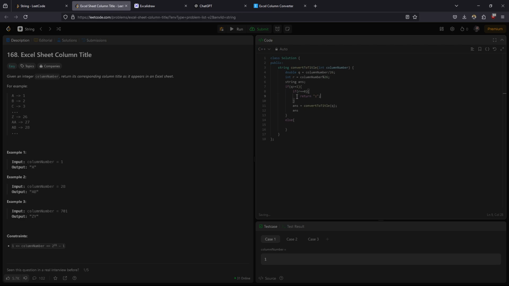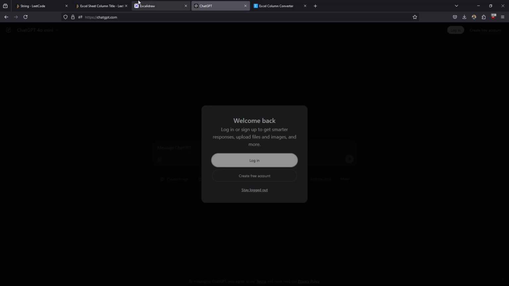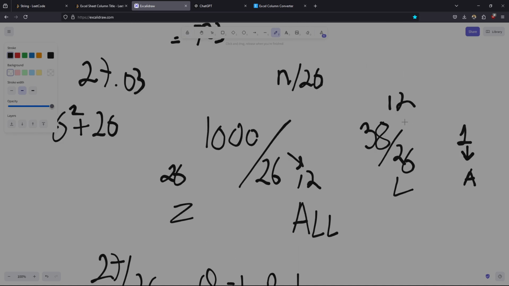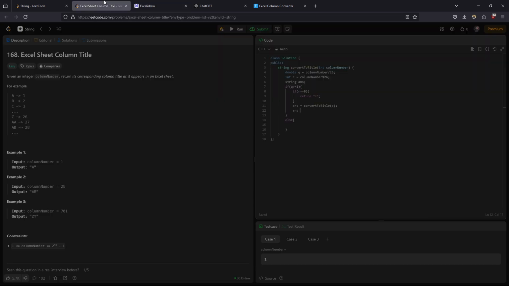However, if remainder is not equals to 1, then we will use a recursive function, convert to title, and pass the question here. And after the question comes, after the desired answer comes, suppose let's say we are here, right? It will go here, and as the answer is one, it will come here. And after coming here, what will it do?